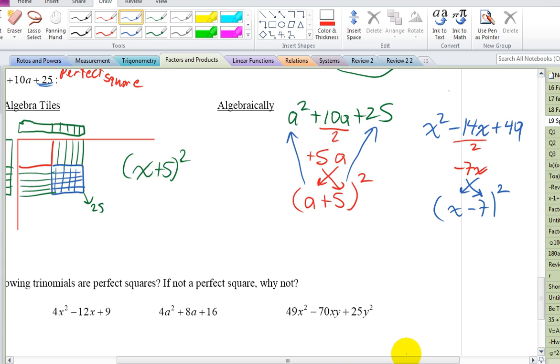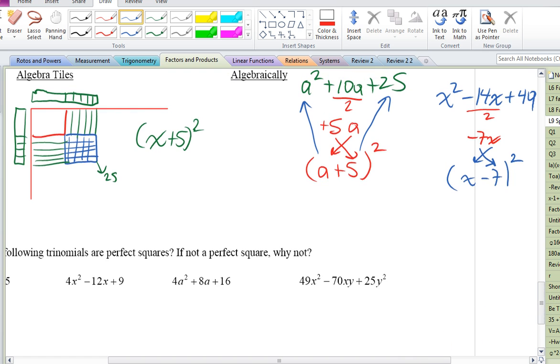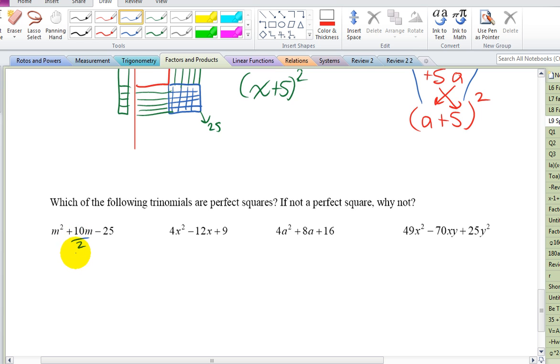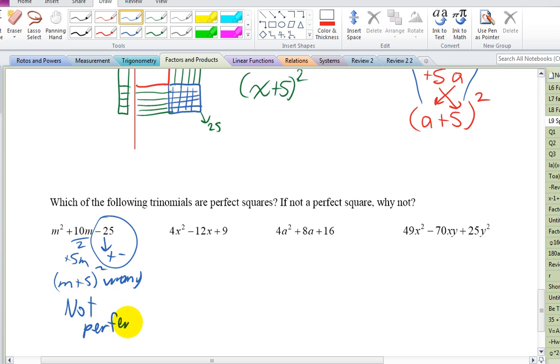But I look at this and I say, let's go to the first one. Okay. Well, divide this by 2, you get 5m. So m plus 5. No, this is wrong. Because you can't get a negative to multiply. In order to get a negative, you have to have two opposite signs. So the only way to get negative 25, it's not perfect. Look at the next one.